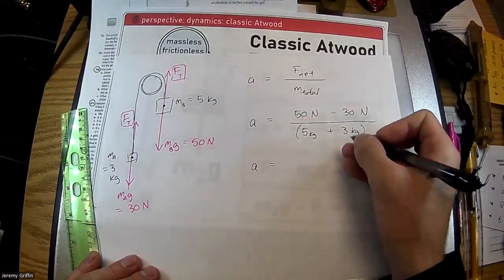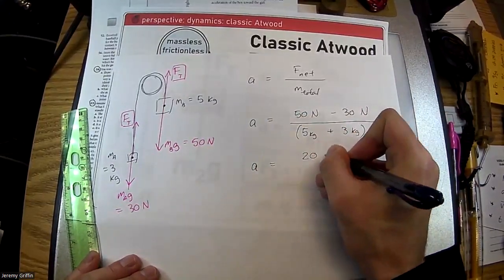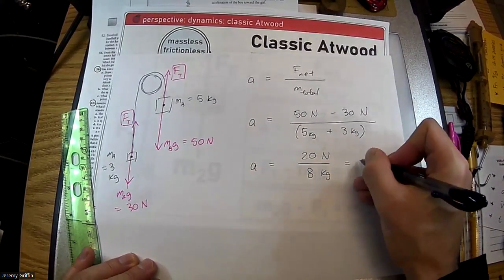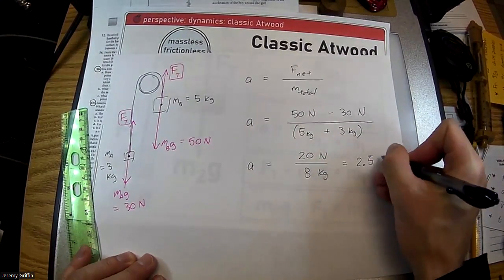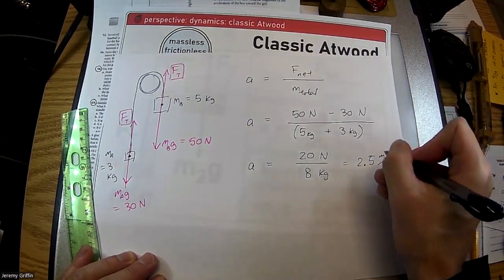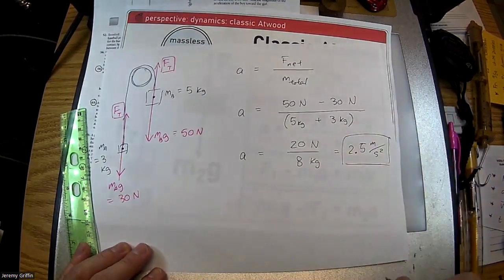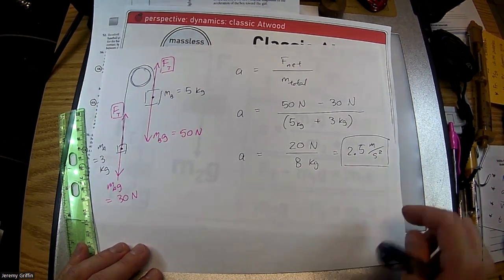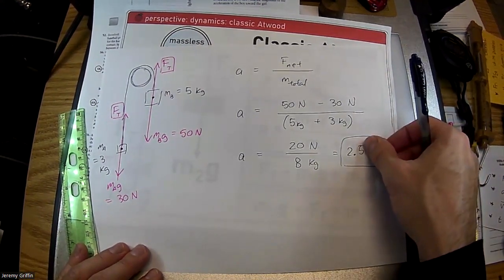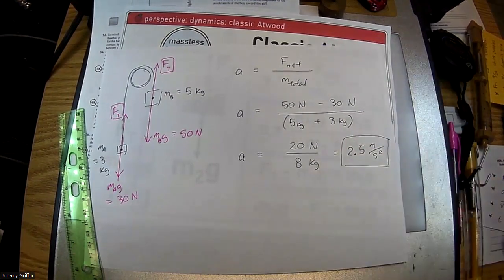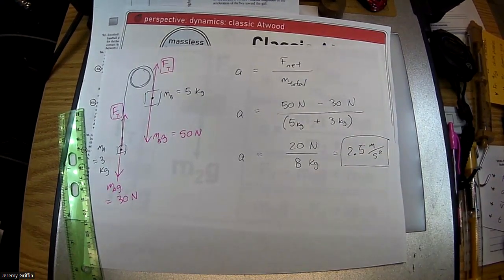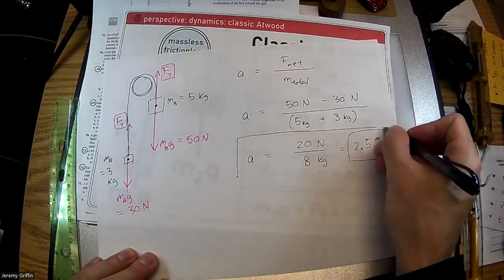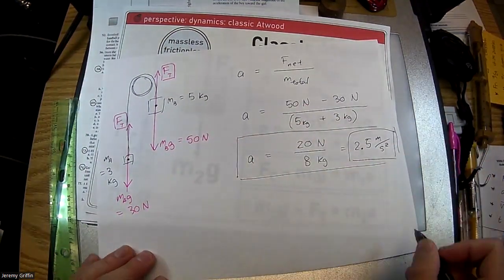Right. So in this case, we got 20 newton net force acting on 8 kilograms. Right. That's like 2.5 meters per second squared. Okay. And remember, make sure you have a unit attached to your number. You can't just say 2.5. Right? It's 2.5 meters per second per passing second. Meters per second squared. Right. That is actually question B in your textbook.